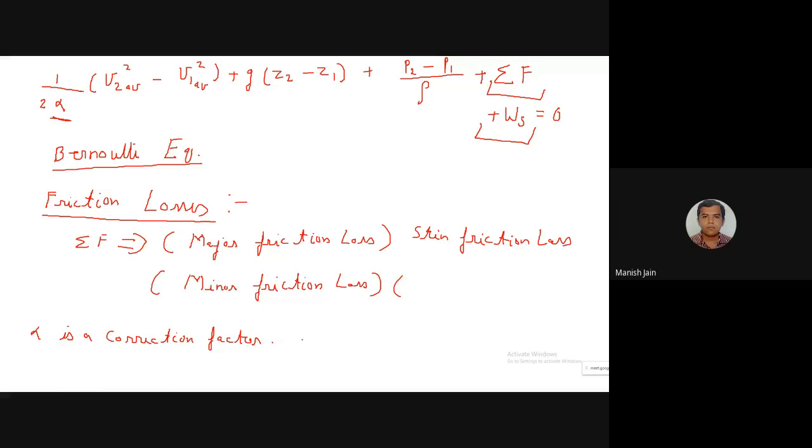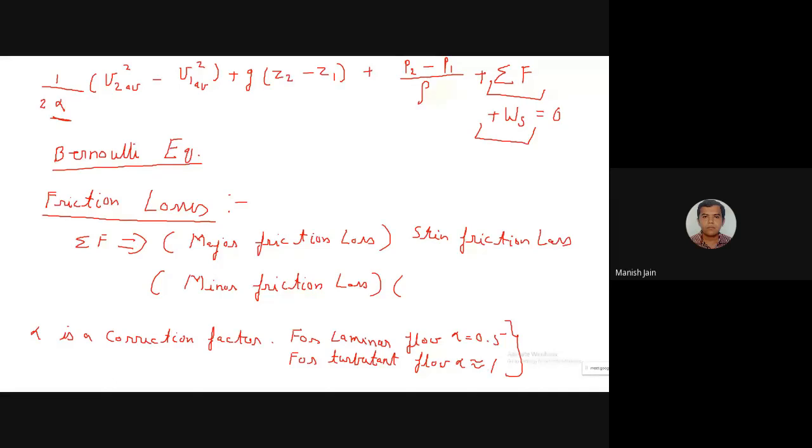Okay, if the value of alpha is not given in the problem, then for laminar flow, alpha equals 0.5, and for turbulent flow, alpha is nearly equal to 1. Okay, it is like 0.95 or 0.96 also sometimes. So if the value of alpha is not given in the problem, you can use for laminar flow alpha equal to 0.5, and for turbulent flow alpha is 1.